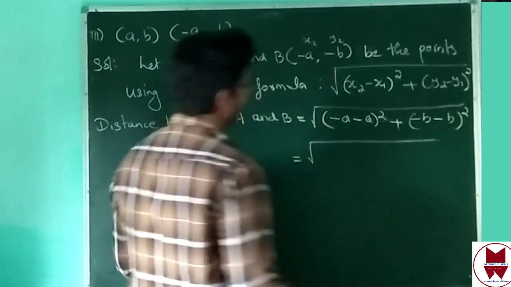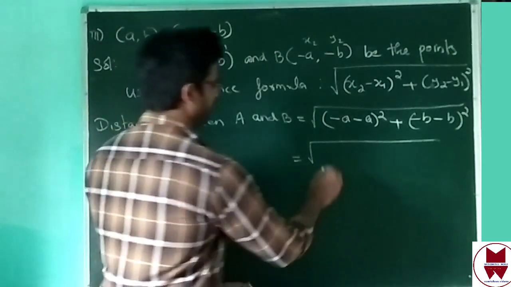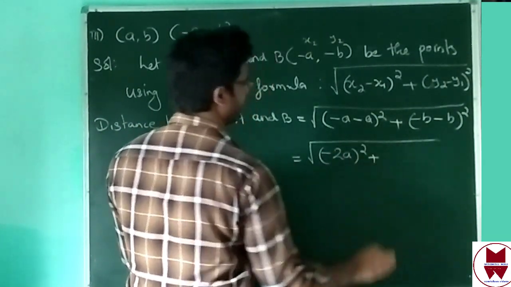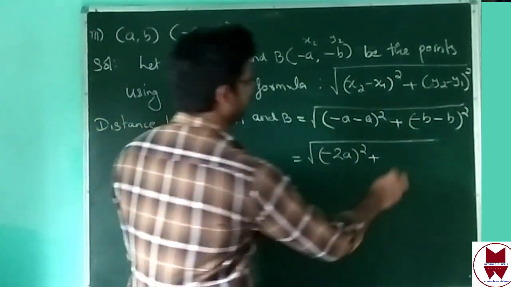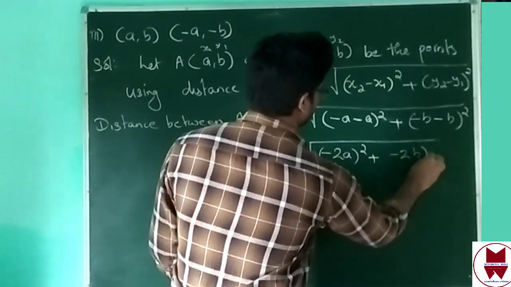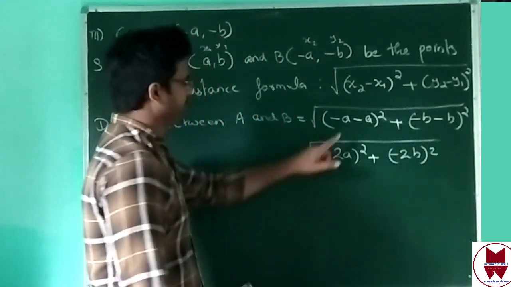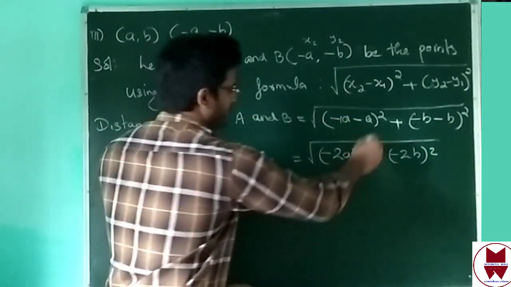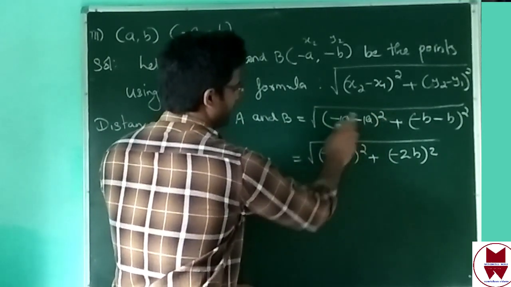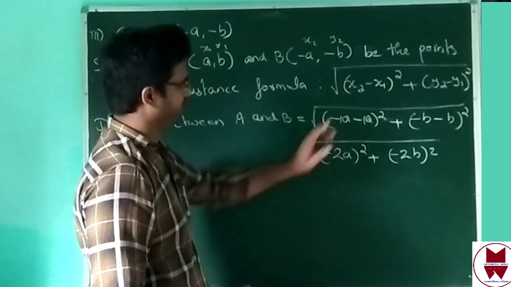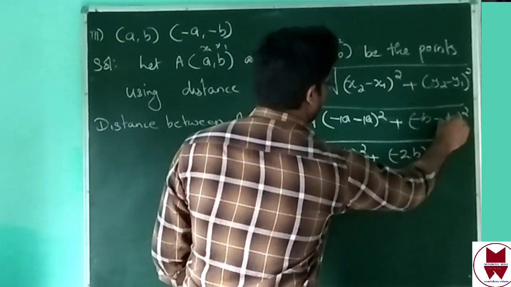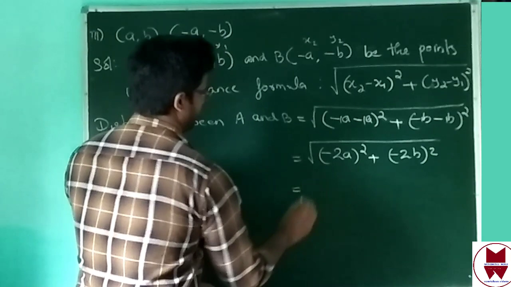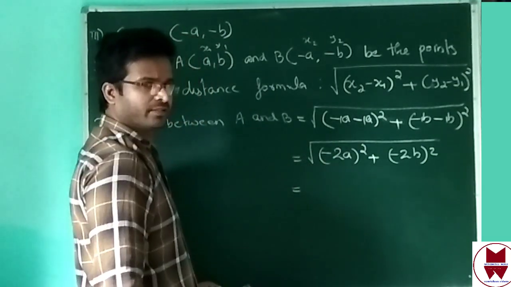Square root of minus A, that will be minus 2A all square plus minus B minus B, that is minus 2B. Minus A means minus 1A. Here 1 is there, nothing means. In here also 1 is there. Then minus 1 minus 1, you will get minus 2, isn't it? Then A. Same like that, 1 is there, in here also 1 is there. Minus 1, minus 2. Then minus square, minus into minus plus, isn't it?